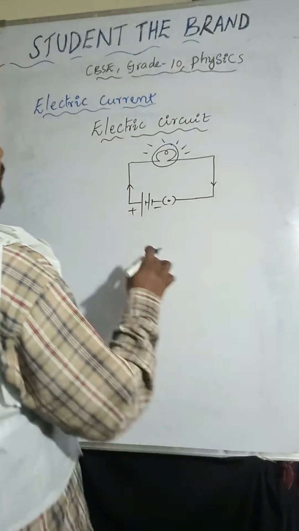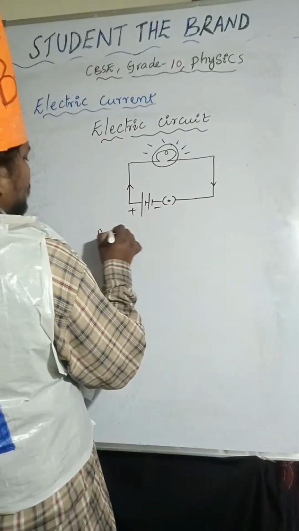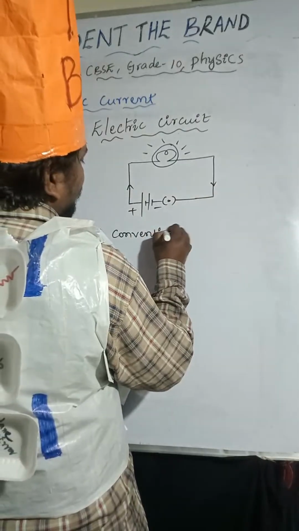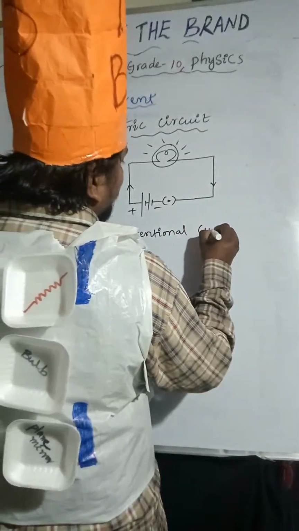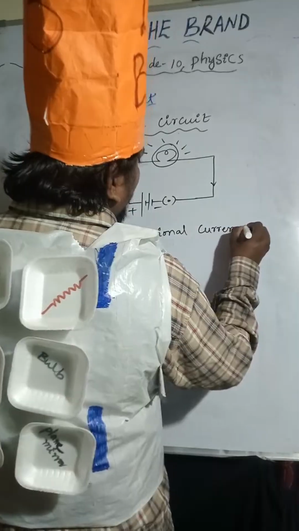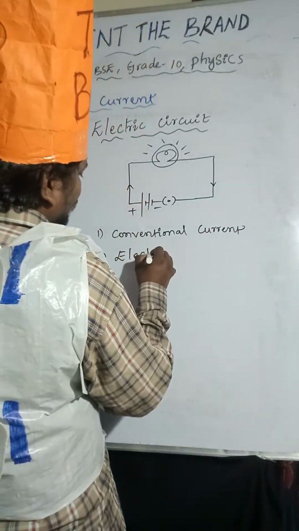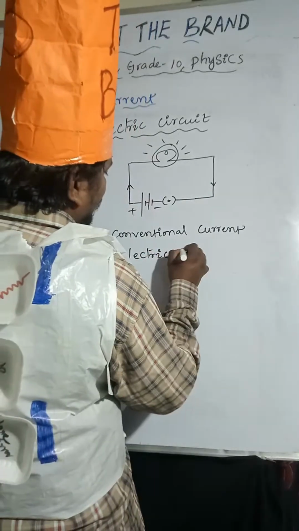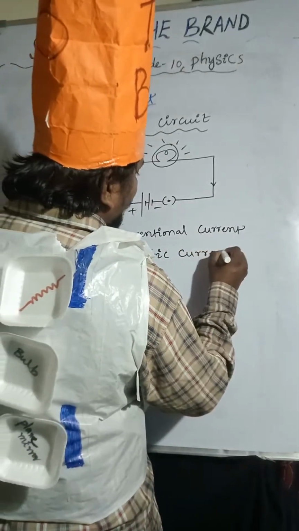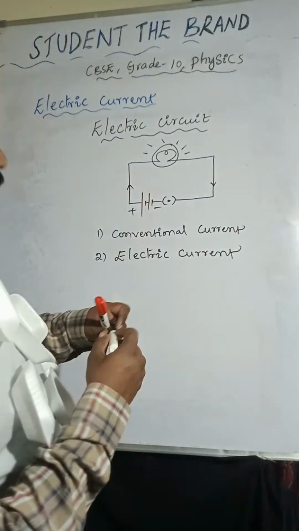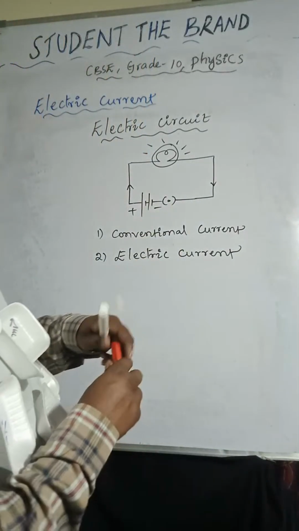Now you can check here: conventional current and electric current. Conventional current, and the second point is electric current. Coming to conventional current, the flow of positive charges is known as conventional current.